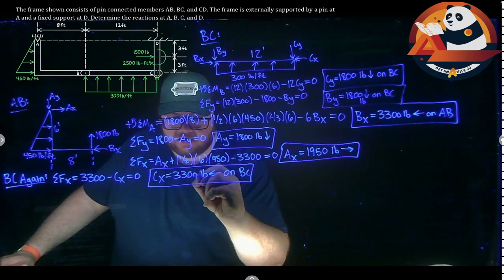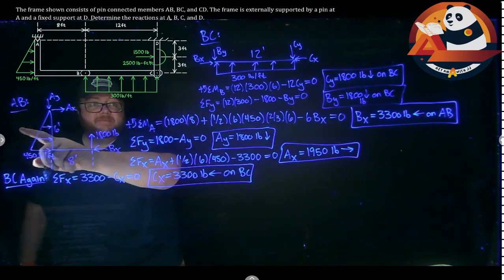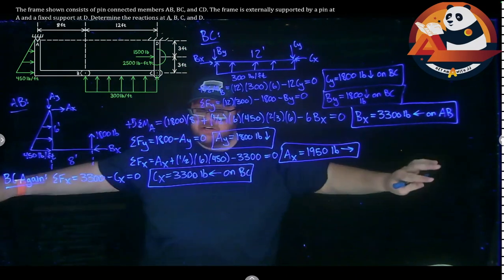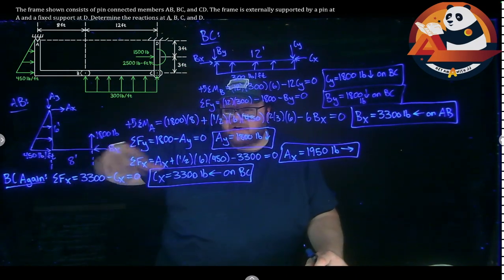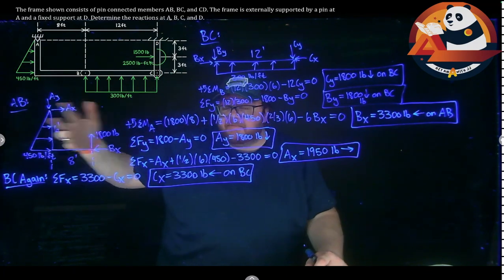Which would be our next answer. That's now 3 unknowns I've gotten from AB and BC. I can't do anything else with those. So I need to either make a free body diagram of the entire frame. That would get me there.